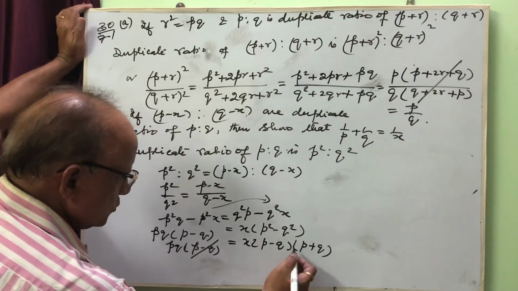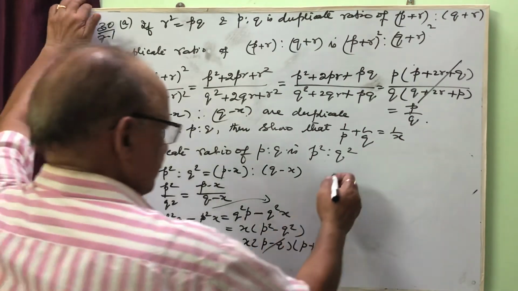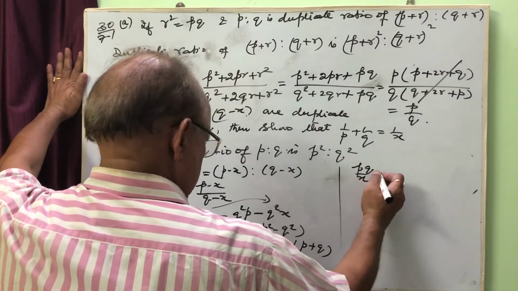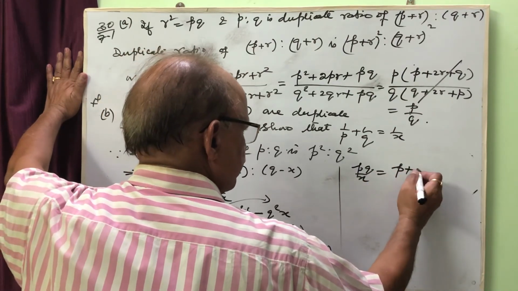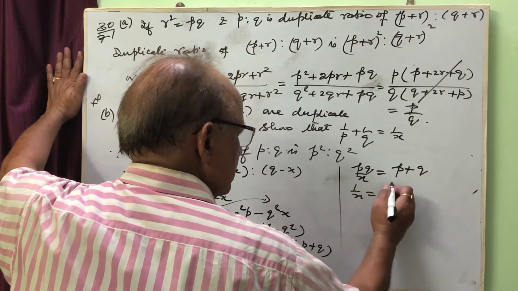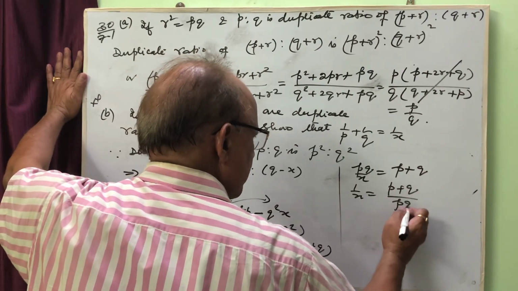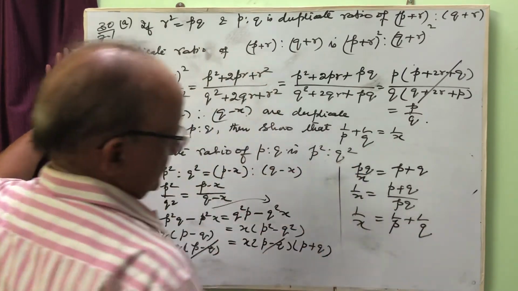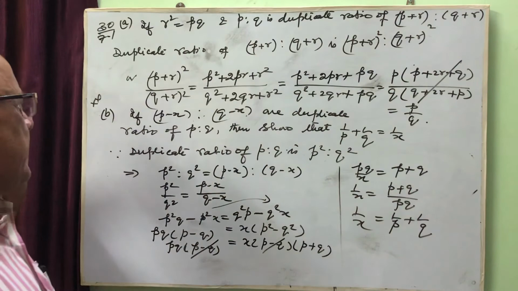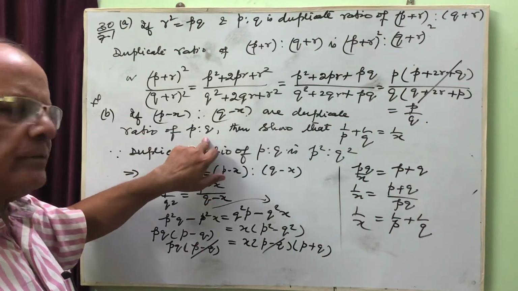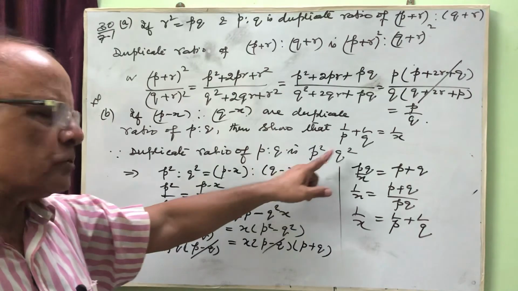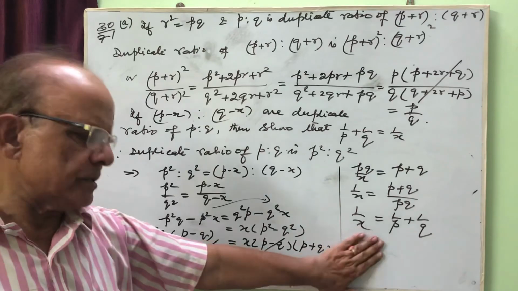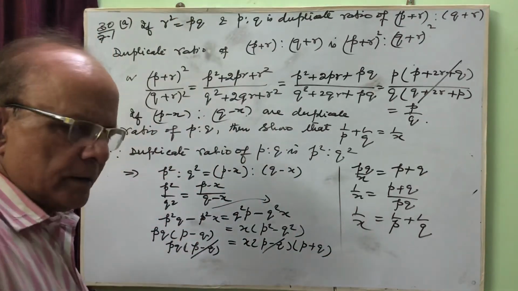Now this p minus q will cancel. Therefore pq by x equal to p plus q, or 1 by x equal to p plus q by pq. Now separate them: 1 by p plus 1 by q equal to 1 by x. It is given that these are the duplicate ratio of p is to q, but we know that the duplicate ratio of p is to q will be p square is to q square, means both are equal. Now cross multiply and separate x, we will get this result. But this is an important part. That's all.